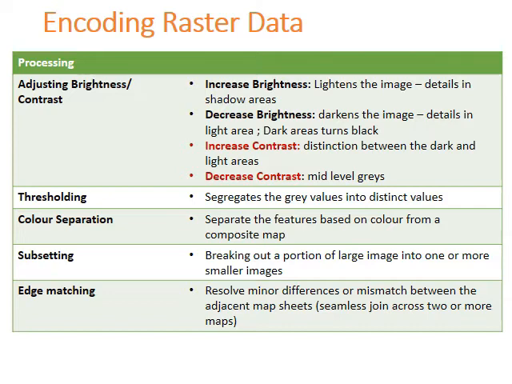Thresholding is another process which segregates the gray values into distinct values. Color separation separates the features based on color from a composite map. You can take red color, blue color, whatever color you want, separate it and identify the features. For that we use a process called color separation. And subsetting is another important process that we do, that is breaking out a portion of a large image into one or more smaller images.